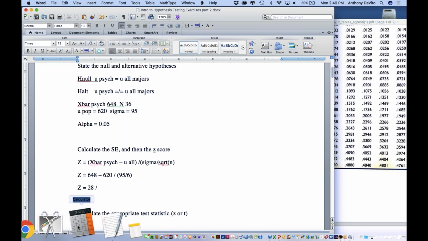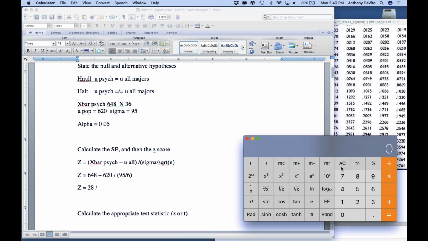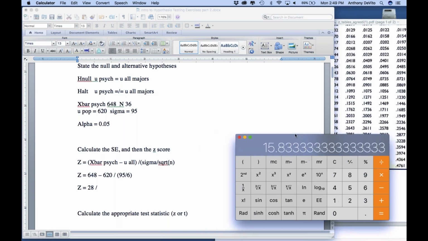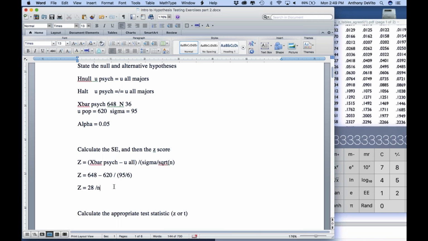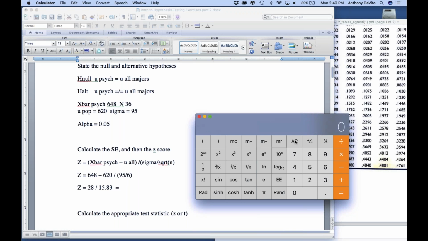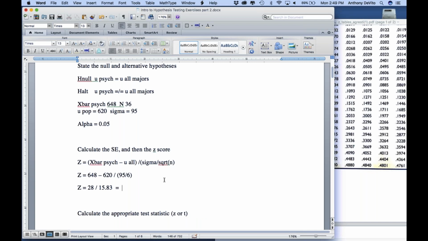Let's see what that is. 95 divided by 6 is 15.83. Okay, and the z-score is going to be equal to 28 divided by 15.83, which is going to be, I'm going to call it 1.77. Z is equal to 1.77.